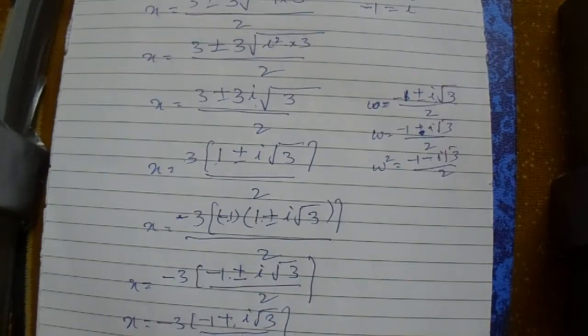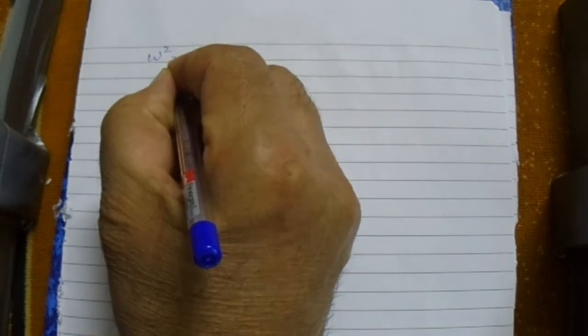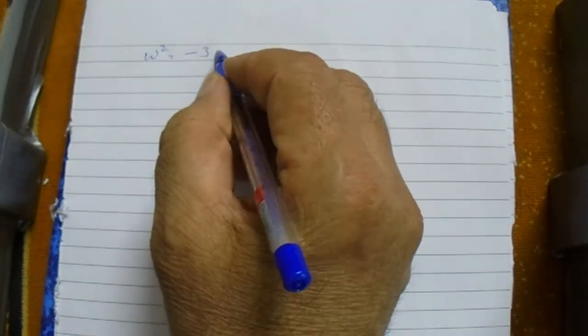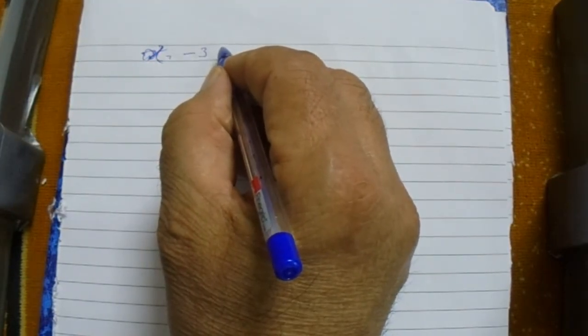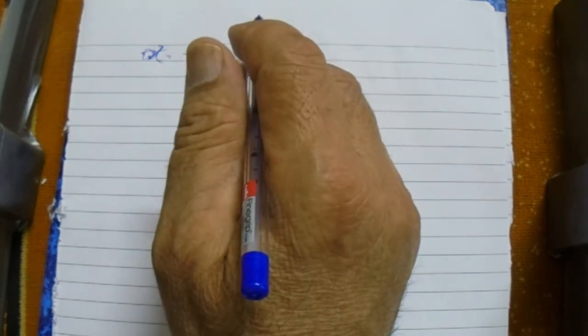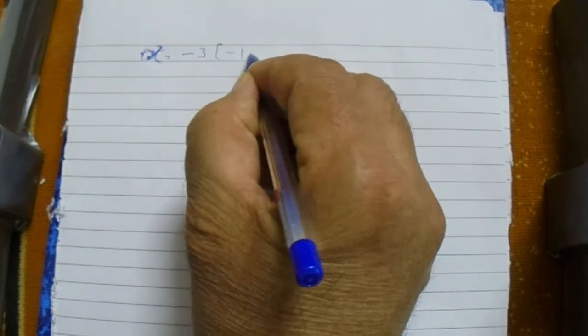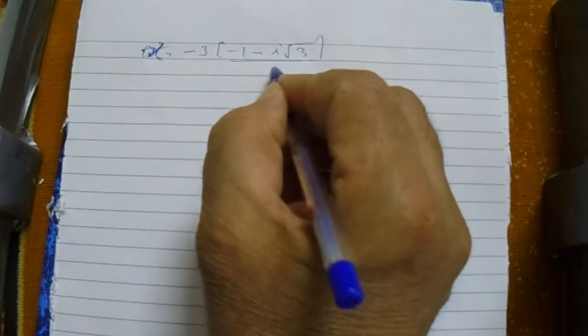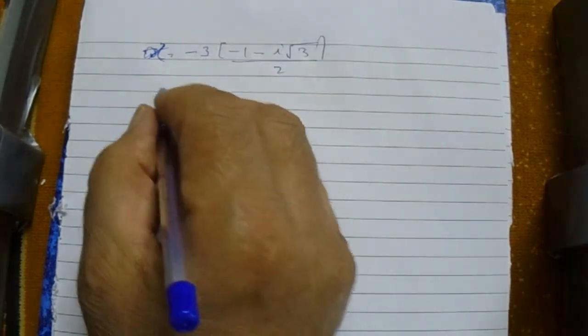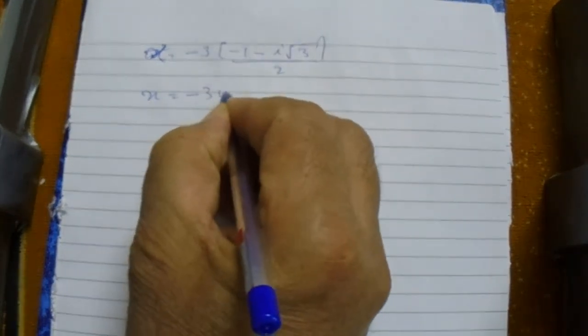Now we write this omega, because this is equal to omega, and the second is omega square, which is equal to minus 1 minus iota root 3 over 2. Now this portion is omega square. Now x is equal to minus 3 omega square.